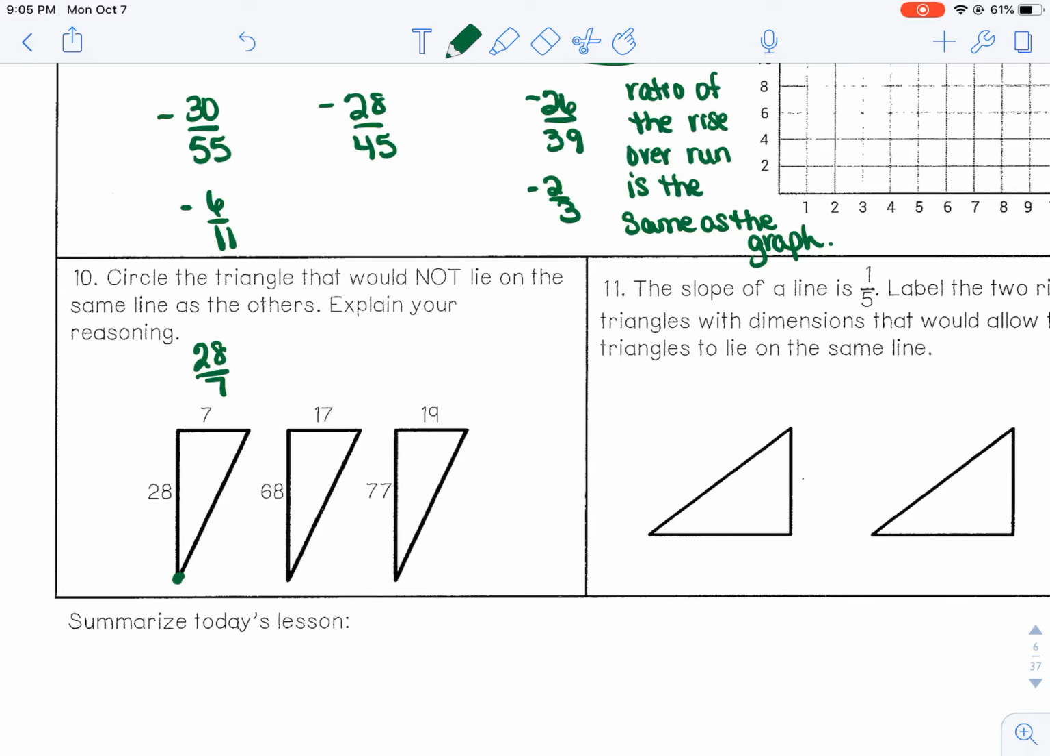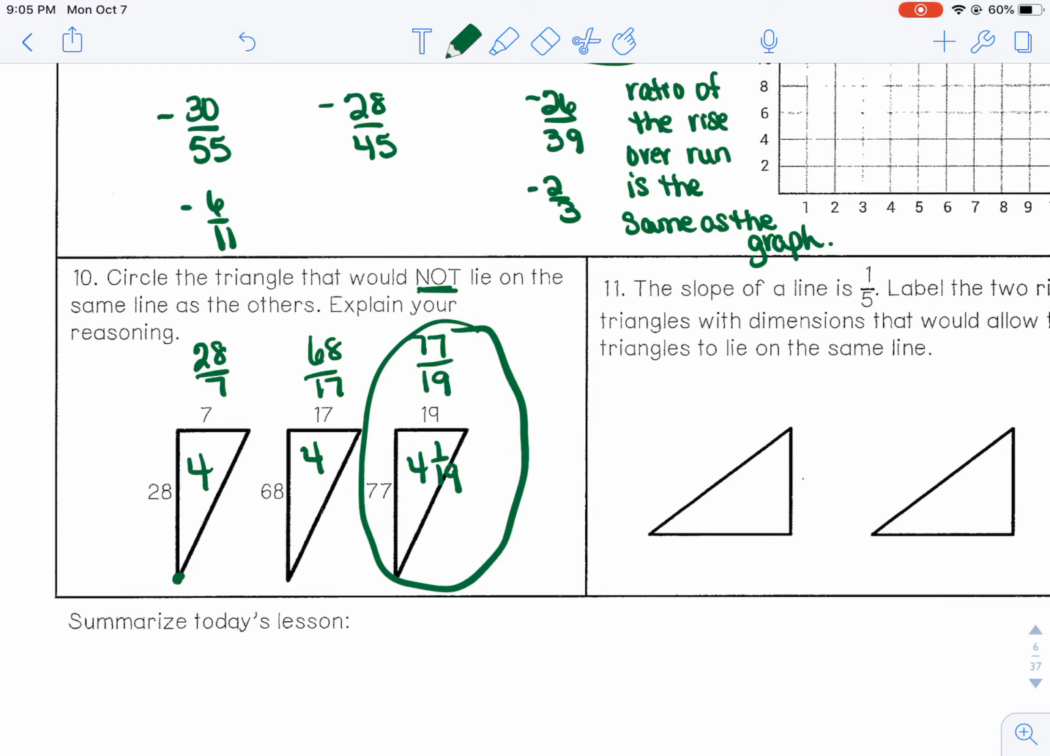The second one would be 68/17. And the last one would be 77/19. All right, let's use our calculator to simplify those. 28/7 simplifies to 4. So we have a slope of 4. 68/17 simplifies to 4. And then the last one, 77/19, is 4 1/19. Okay, so obviously the one that does not lie on the line as the others would be this last triangle here.